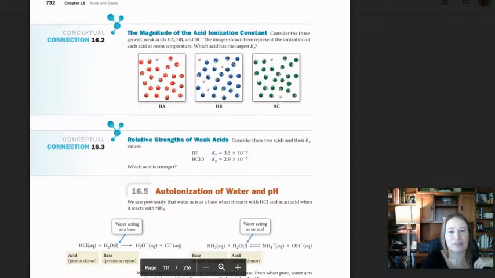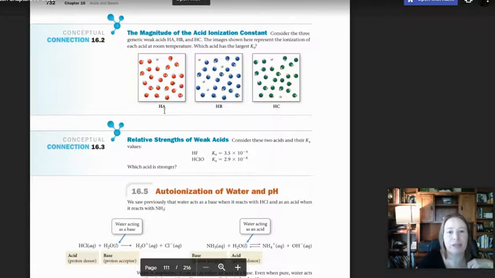Oh, I wanted to look at these before we move on. Conceptual connection 16.2. Consider the 3 generic weak acids, HA, HB, and HC. They're made up. The images show the ionization of each at room temperature. Which has the largest Ka value? Pause. Pick an answer.